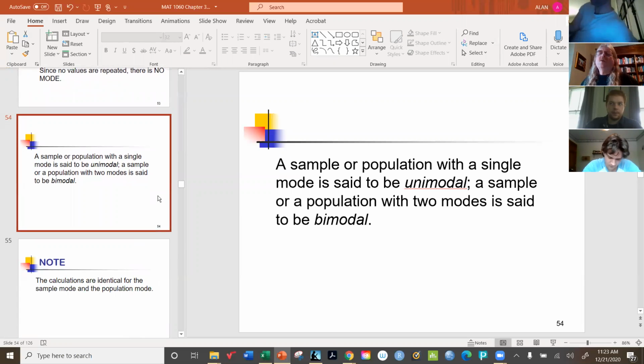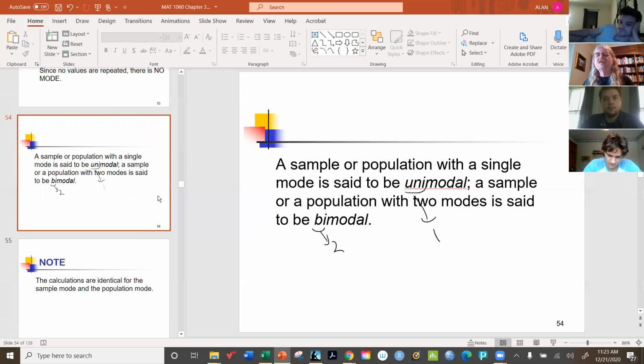By the way, it's a point of terminology. A sample or population with a single mode is said to be unimodal, and a sample or population with 2 modes is said to be bimodal, where of course we know that bi means 2, and uni means 1, like unicycle versus bicycle.